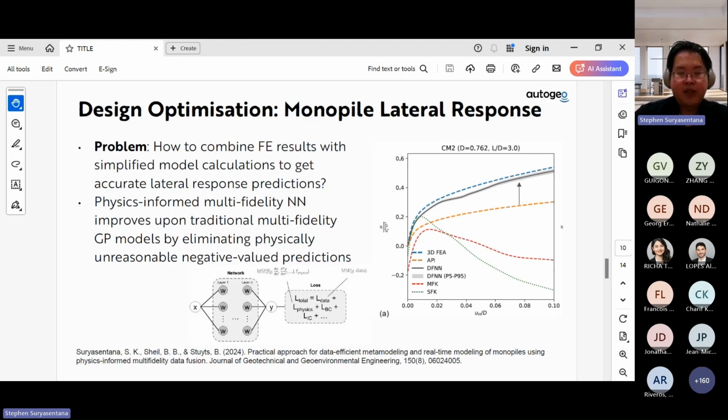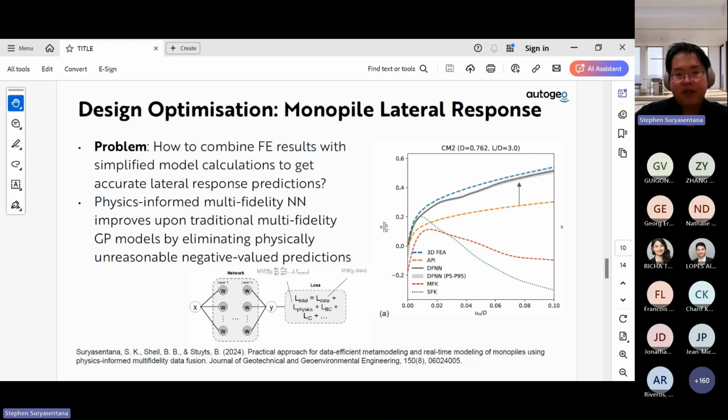So in this example, I will show how we can use multi-fidelity modeling to improve upon the inaccurate API model calculations for monopile response to lateral loading in offshore wind applications. In this particular paper, we actually use data from the PISA case study, which is a joint industry research project that aims to develop new simplified models to predict the monopile lateral response for offshore wind applications. This case study carried out some high quality 3D FE simulations, which were then used to calibrate a new simplified model. In our research, however, we opt to use machine learning to improve upon their API model.